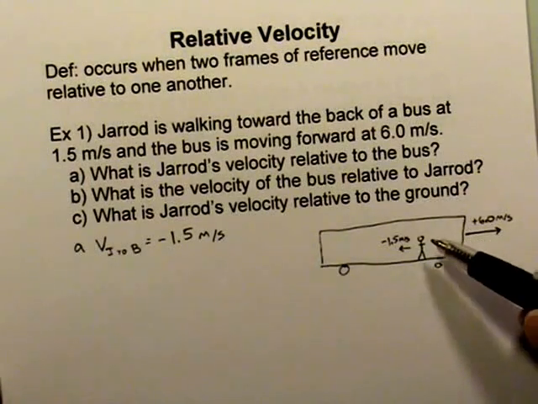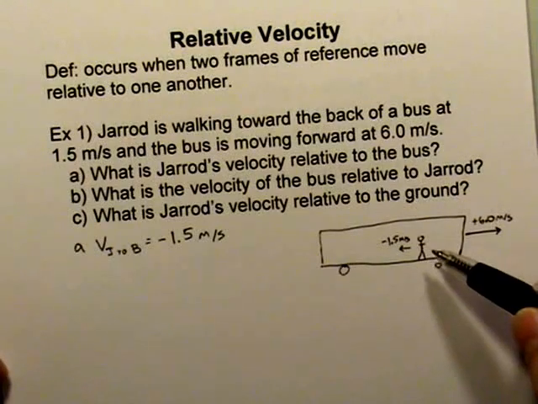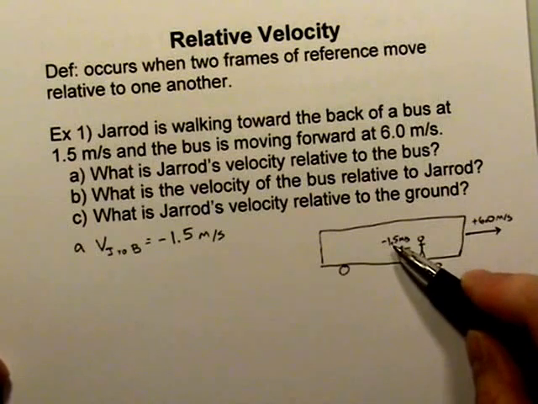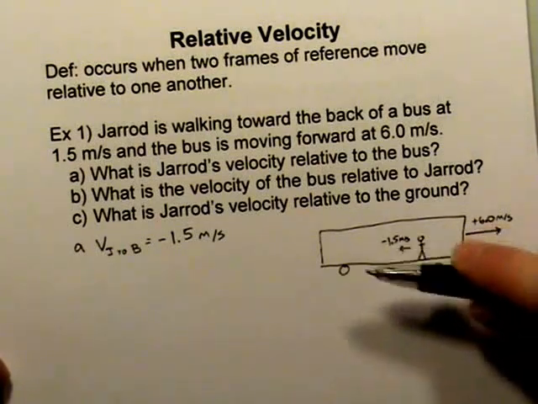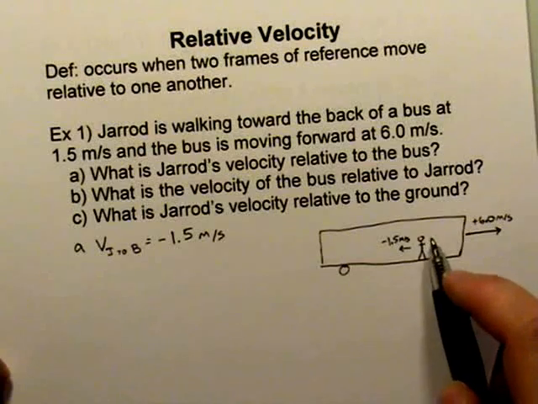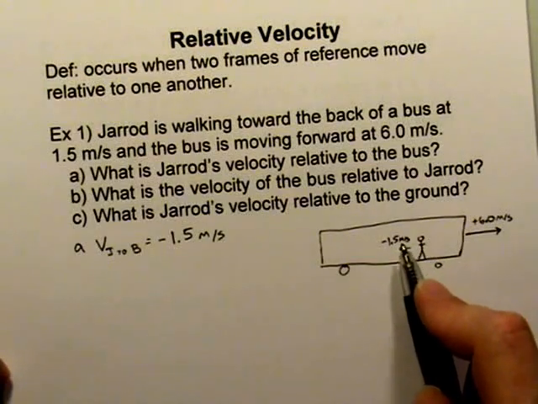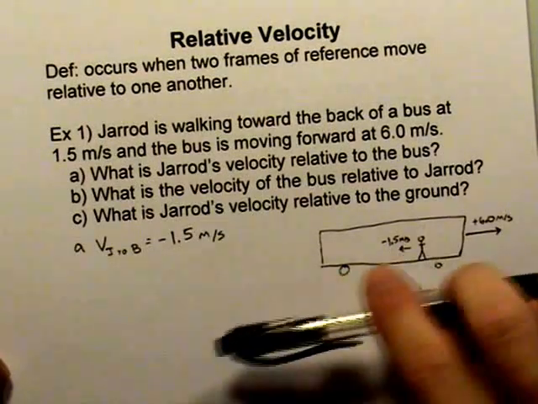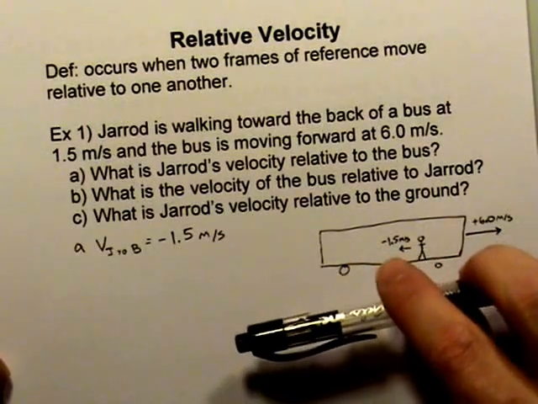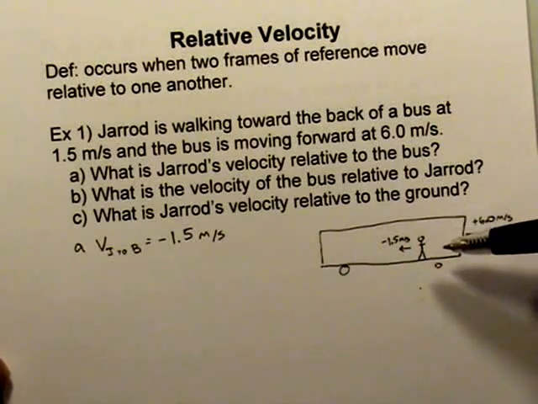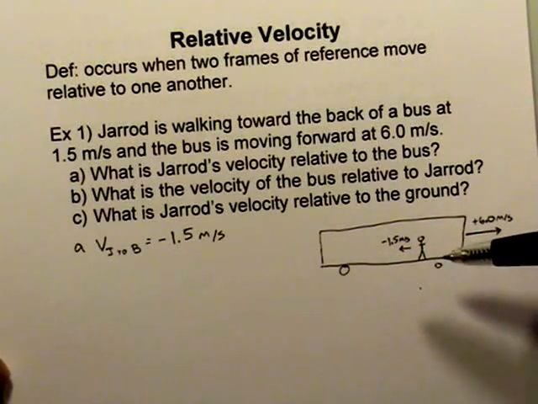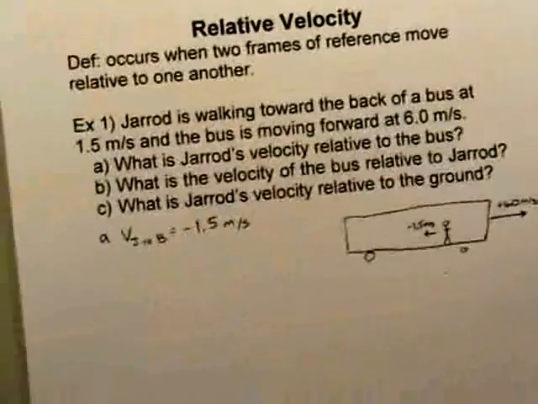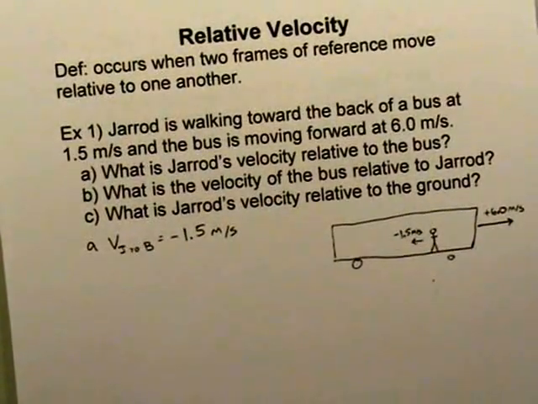It's almost as though you want to imagine that if Jared were stationary, how fast would the bus have to move in order for him to have this apparent negative 1.5 meter per second velocity in the negative direction? Well, if he were stationary, the only way he would be able to move towards the back of the bus would be if the bus, relative to Jared, were moving forward at positive 1.5 meters per second.